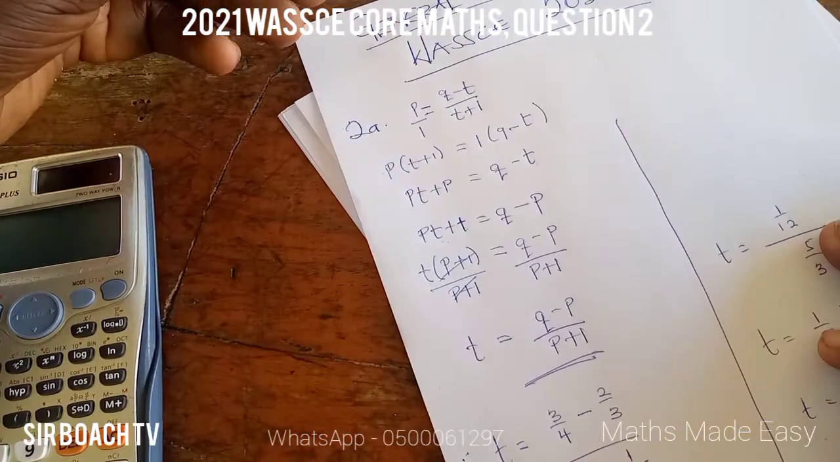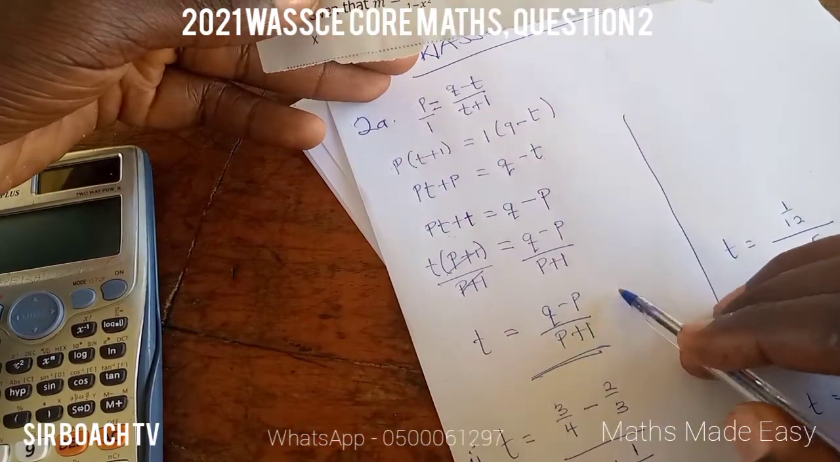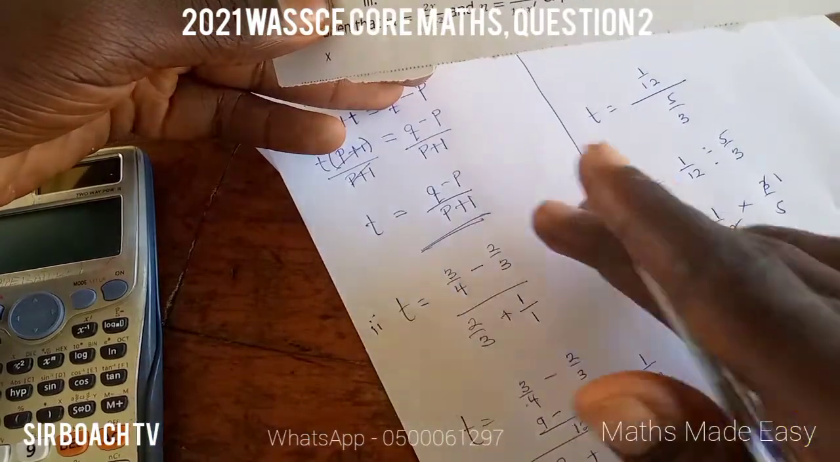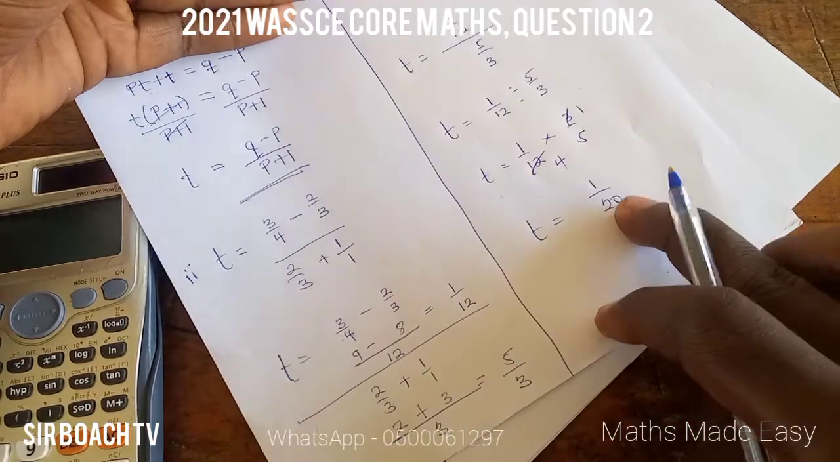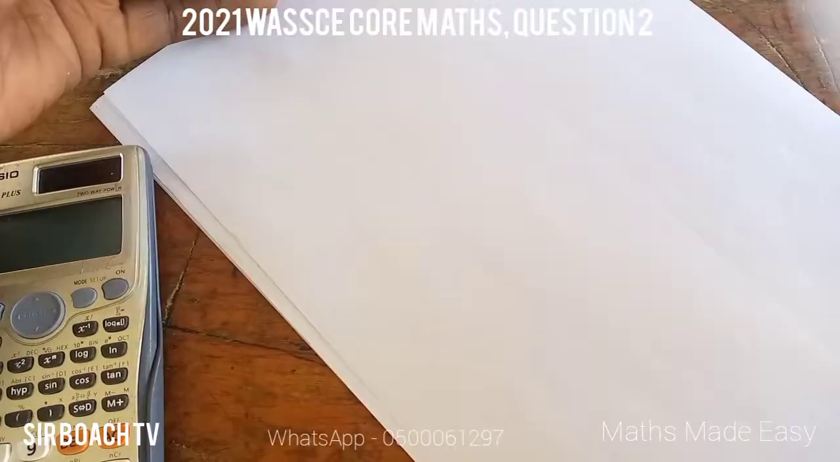So for question two, the A is this, and the B, that's the AI. This is the AI, and also the II is this. Now let's come to the B part.